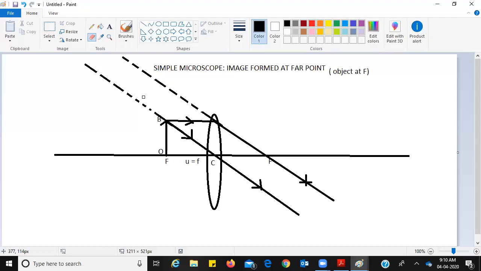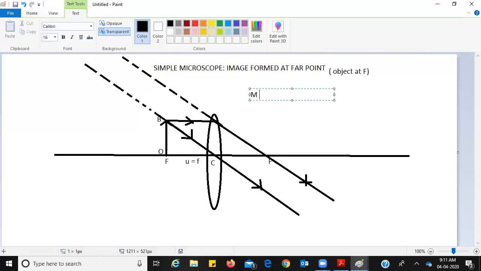Then you have to go for the magnifying power. As per the definition, magnifying power is, you remember yesterday, theta I by theta O. Normally we always compare the image with respect to the object. Now you need to find theta O and theta I.